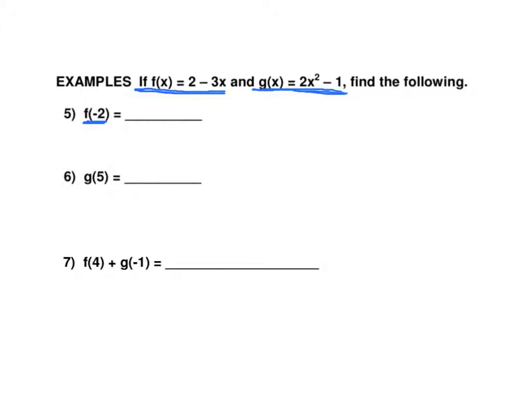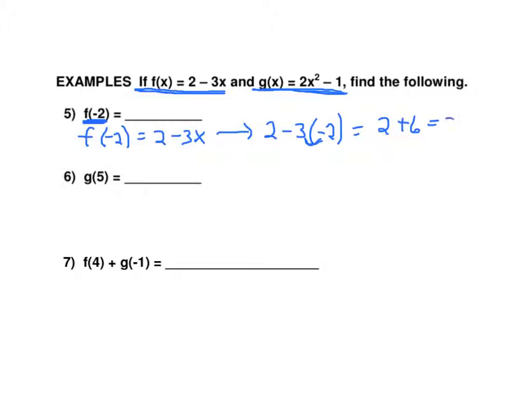So you're only going to work with the equation that has the f, not with the g for this one. So all you're going to do is replace the x with negative 2. So you have f of negative 2 is equal to 2 minus 3x. Now all you're going to do is replace the x with negative 2. So 2 minus 3 times negative 2, and you do the multiplication first. So negative 3 times negative 2 makes positive 6. So this becomes 2 plus 6, which is 8.